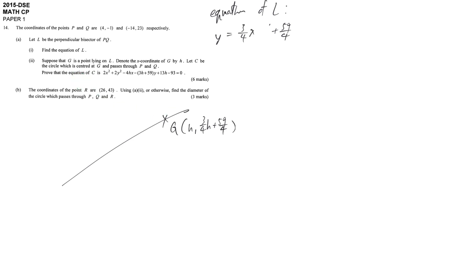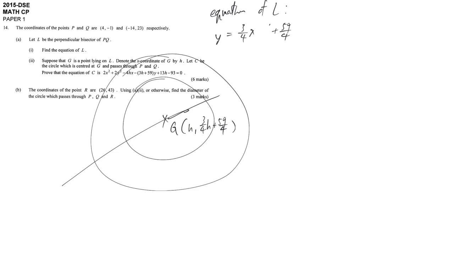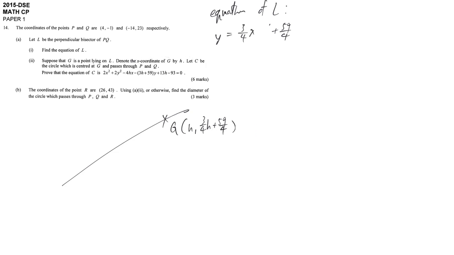And then C is a circle which is centered at G. So there is a circle, maybe like this. We don't know how large it is. But they give you a restriction: it passes through P. So I may need to draw another graph.